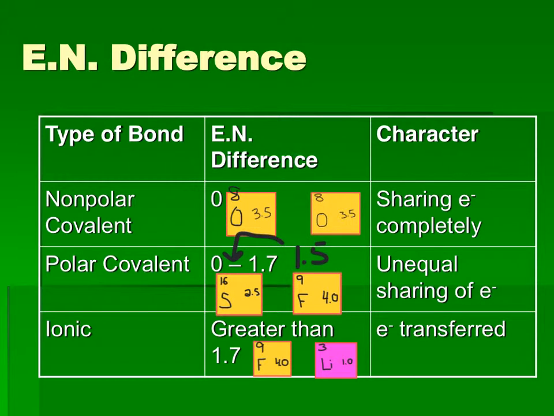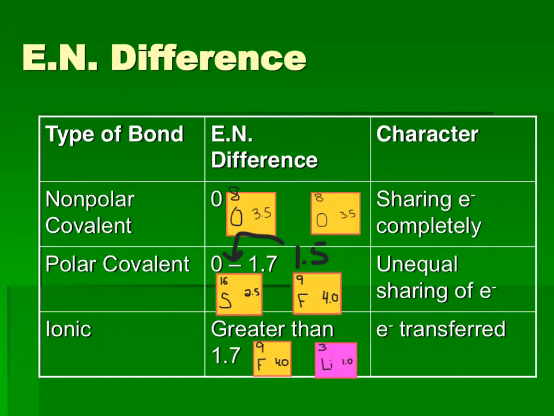And then the last type of bond, and this is the ionic bonds that we learned about over the previous few days, is when electronegativity is greater than 1.7. Essentially at that point, the electron is just said to be transferred, because it's going to spend so much time with one of the atoms. So again, if fluorine and lithium were bonded, well, fluorine has an electronegativity of 4.0.